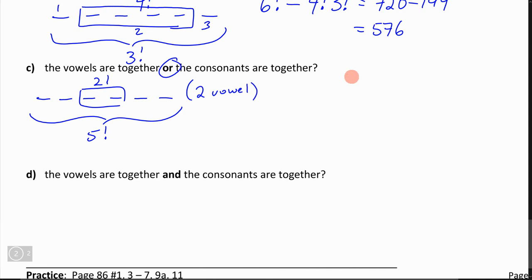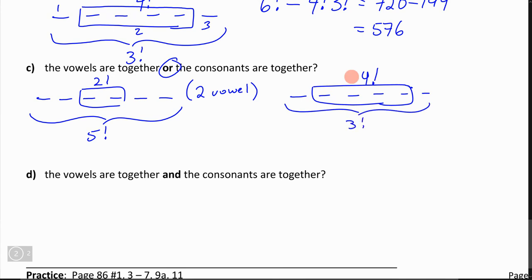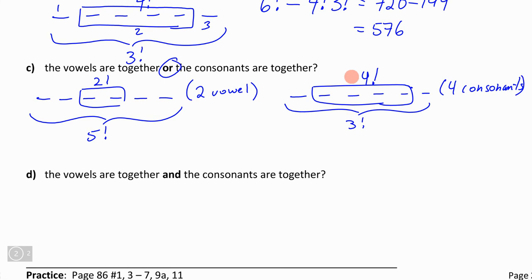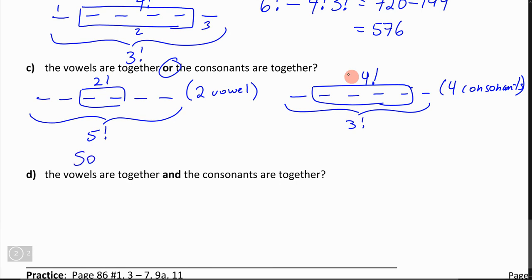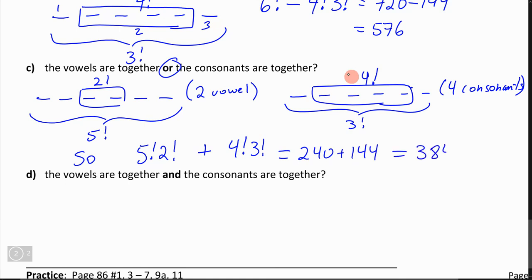And we have the or, the consonants are together. So when the consonants are together, 1, 2, 3, 4, 5, 6, looking at what happens when we have these four consonants together, it's 4 factorial to arrange the consonants and 3 factorial to arrange everything else. So this is the case where you have the 4 consonants. Then what is the total number of arrangements of vowels or consonants? You take 5 factorial times 2 factorial and add it with 4 factorial times 3 factorial. That gives me 240 plus 144, and if I add those two together, I get 384 arrangements.